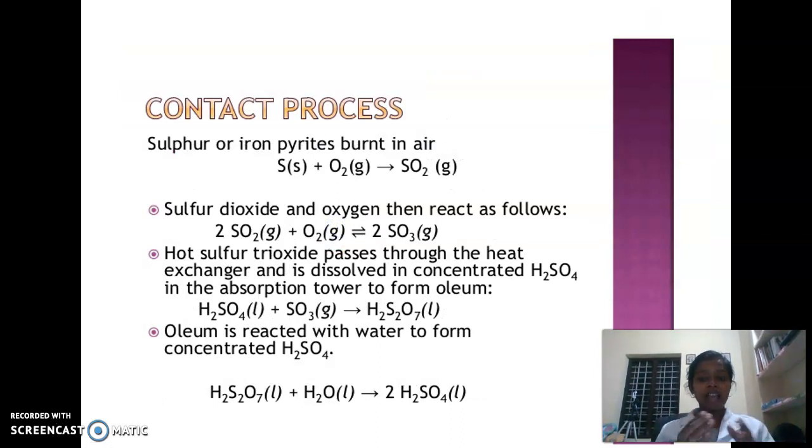So the reactions happen here. First, sulfur reacts with oxygen to form sulfur dioxide. Second reaction, sulfur dioxide again reacts with oxygen to form sulfur trioxide. And in the third reaction, sulfuric acid and SO3 form H2S2O7, that is oleum. And in the presence of oleum, water molecule is added to give concentrated sulfuric acid.